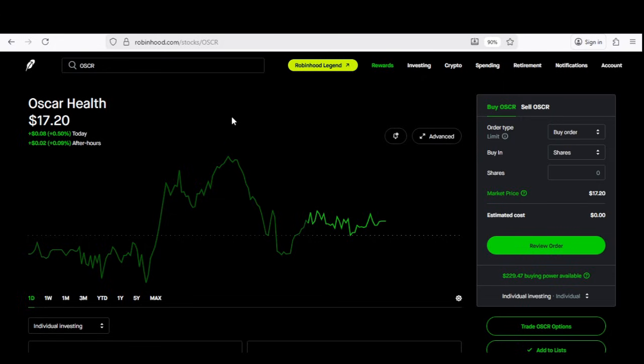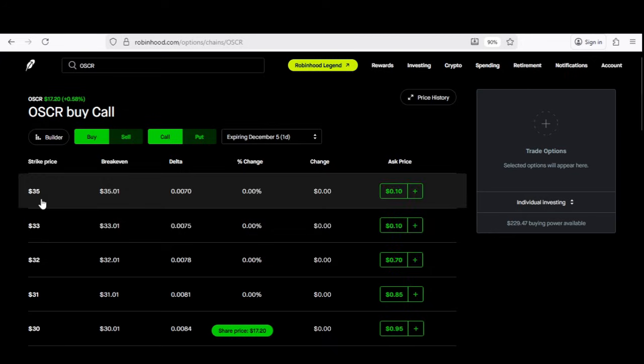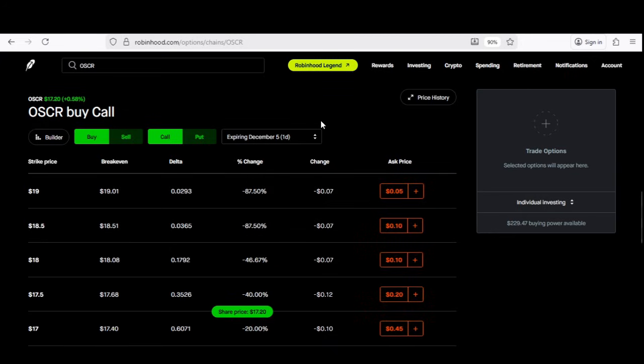Our stock for today is going to be none other than Oscar Health, and that ticker is OSCR. So let's go ahead and go to trade Oscar options down to the bottom in order for us to open up the options chain. Now, this area down here in its entirety is what's known as the option chain, and what the option chain does is that it gives us enough information to make a very informed decision before entering any options contract.